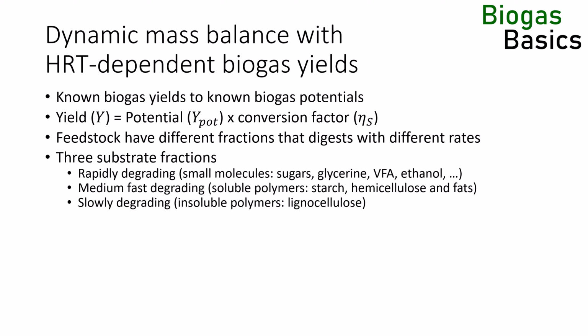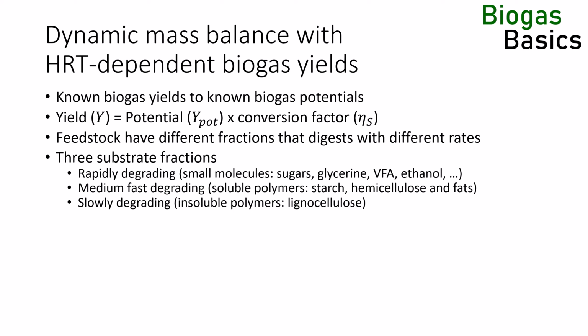For example, straw is 90% lignocellulose, so slowly degradable fraction, and 10% medium-fast degradable fraction. Grass is 40% hemicellulose and protein and 60% lignocellulose. Sugar beet pulp is 100% pectin, medium-fast degradable. Sugar beets are 2/3 saccharose, rapidly degradable, and 1/3 pectin, medium-fast degradable. For unknown feedstocks, a fodder analysis can give some insights into the composition.